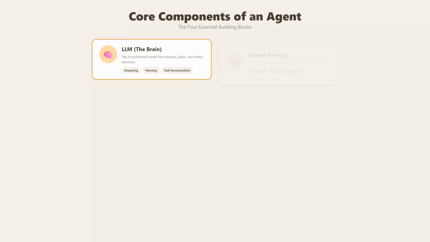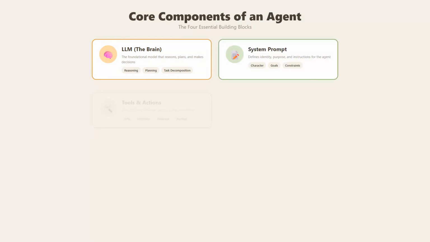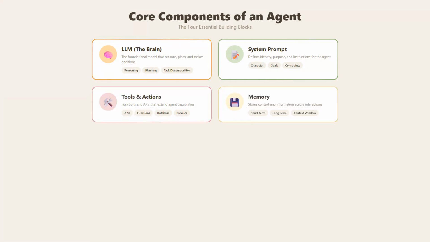Let's break down the core components that make up every AI agent. After reviewing numerous references in this field, 4 essential building blocks consistently appear. First and foremost is the large language model, which serves as the brain of the agent. This is the foundational model that handles reasoning, planning, and task decomposition. When you give the agent a complex task, the large language model breaks it down into manageable subtasks and figures out how to approach each one. The quality of your agent is fundamentally tied to the capabilities of the model you choose.